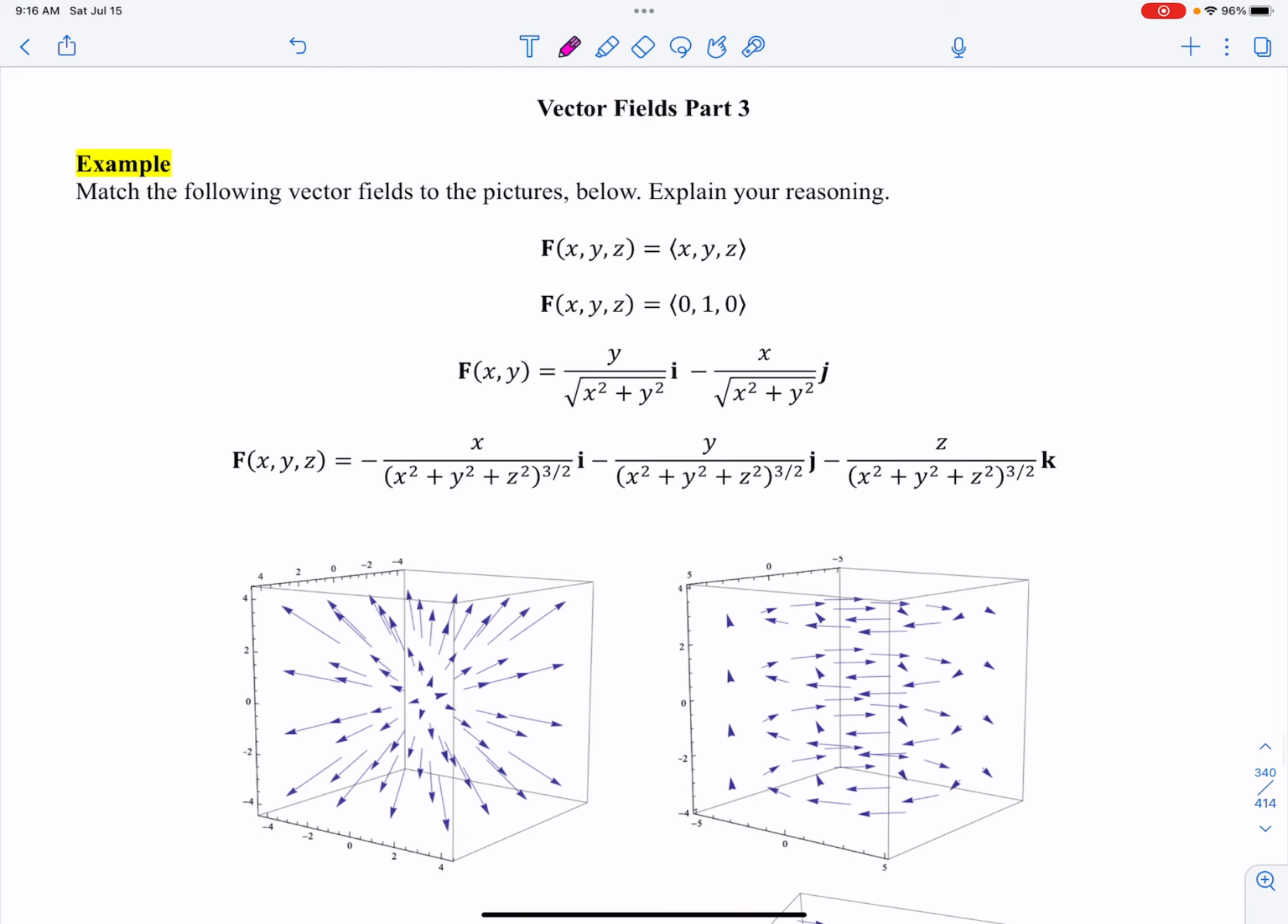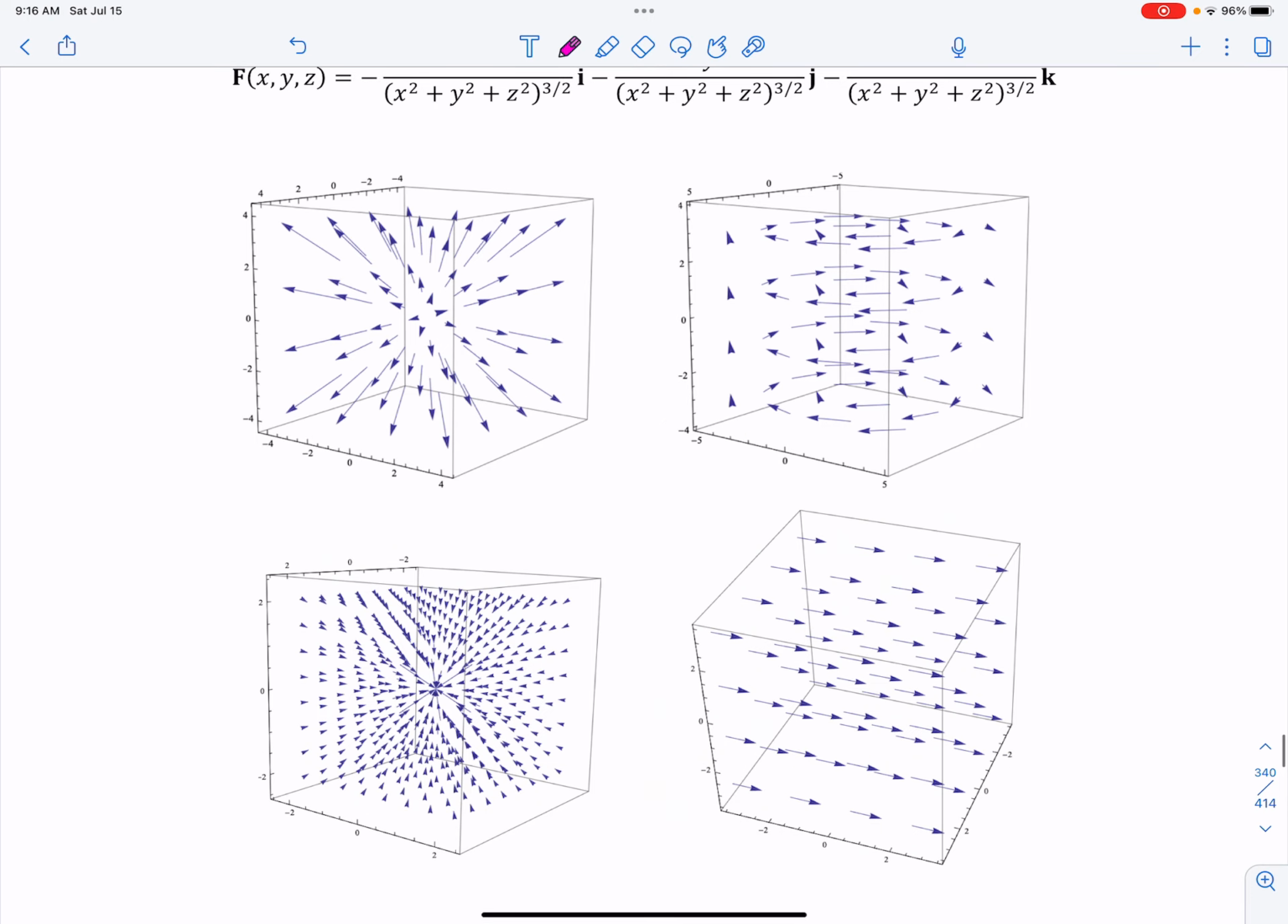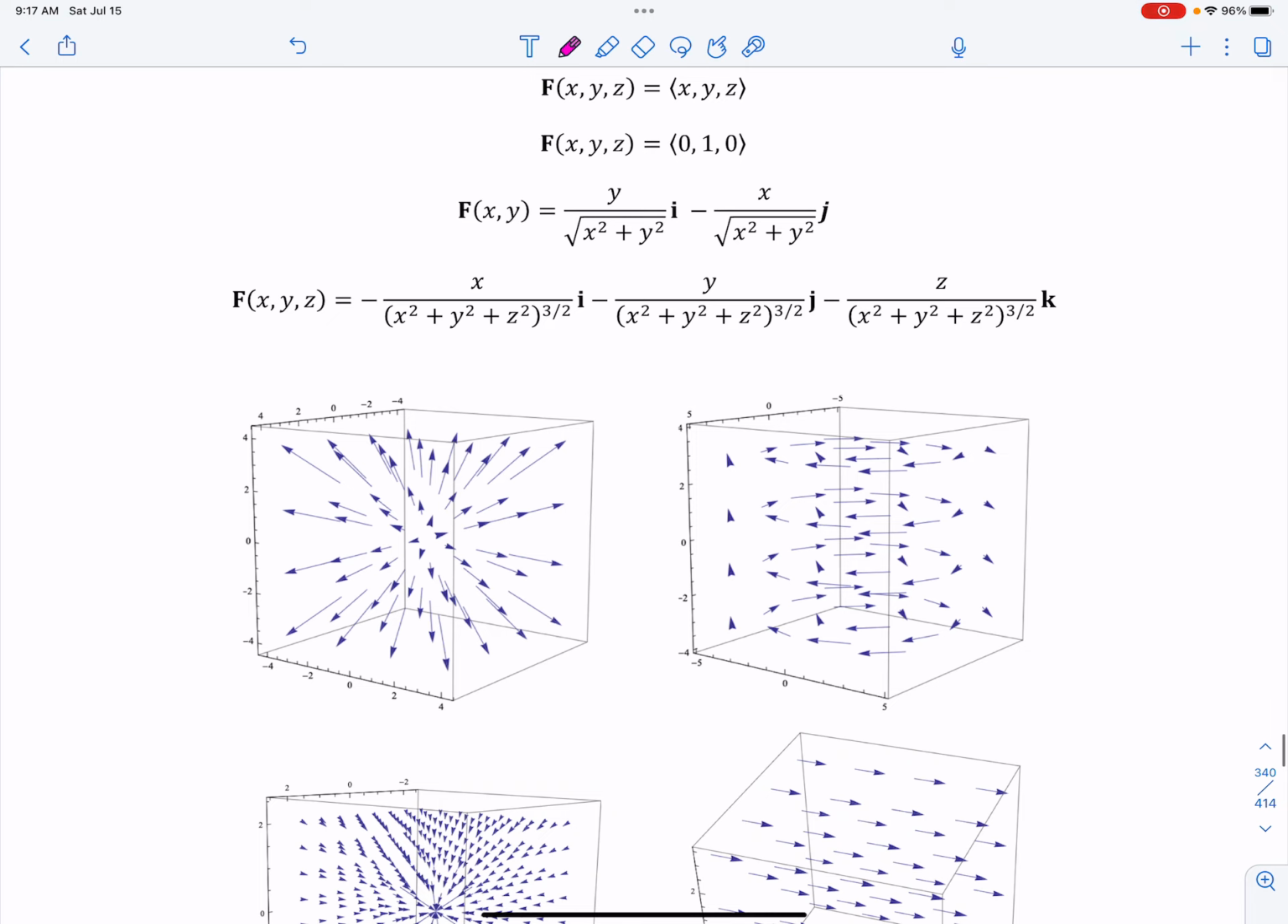So let's begin. The first function is just x, y, and z. That means as I get close to the origin, the vectors are going to get small, and as I go away from the origin, they get bigger. The vectors are just x, y, and z, so as I go further out, they're going to point away from the origin. If I look at all 4 pictures, there's only one option of it going out away from the origin and getting bigger as we go out. We should label these A, B, C, D. I meant to do that. So this is going to be A for sure. They are going out away from it.